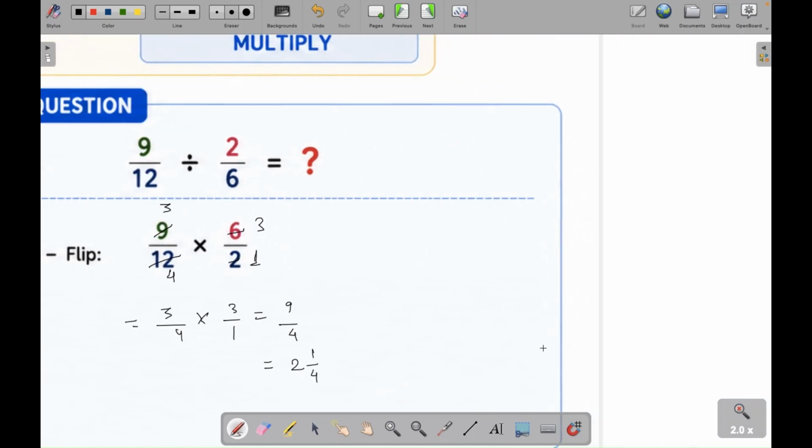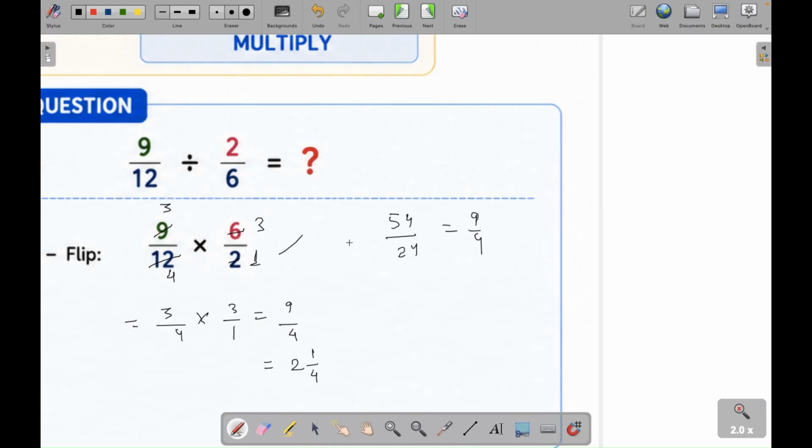If I had to solve this using the conventional method, what would I have done? 9 6s are 54 and then 12 2s are 24. Then we keep on dividing by 2 and then by 3, right? And then we'll get 9 by 4 as the answer eventually. Then we have to convert this to a mixed fraction, right?